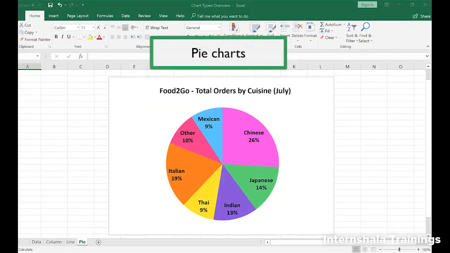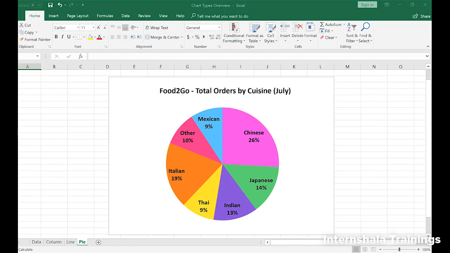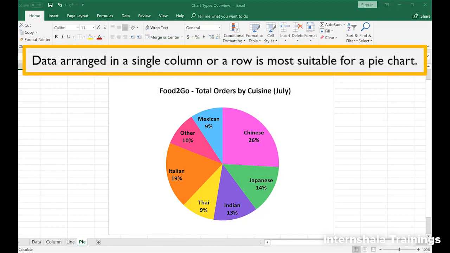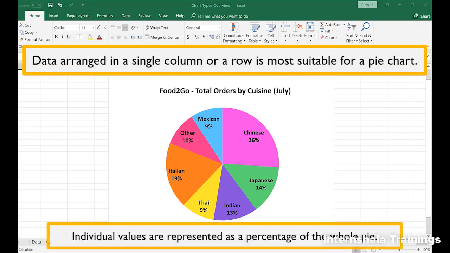This is a pie chart. Pie charts are unique in that they show the proportion of parts to a whole. Data arranged in a single column or a row is most suitable for a pie chart. In a pie chart, individual values are represented as a percentage of the whole pie.